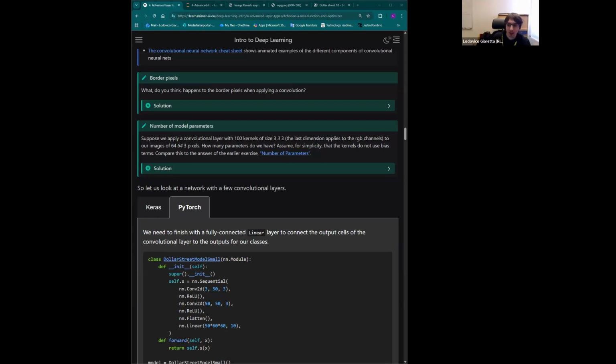So we have some answers that came in. Someone said 2,800, and someone said 3 by 3 by 3 times 100 makes 2,700. To which I answer, both these answers are correct. The question says, assume for simplicity that the kernels do not use bias terms, in which case it's 2,700.